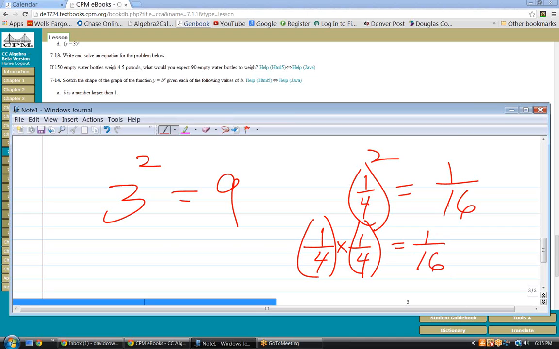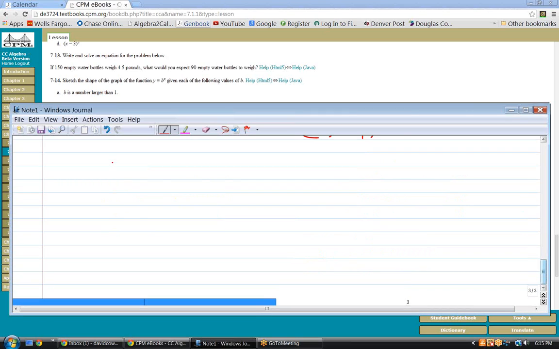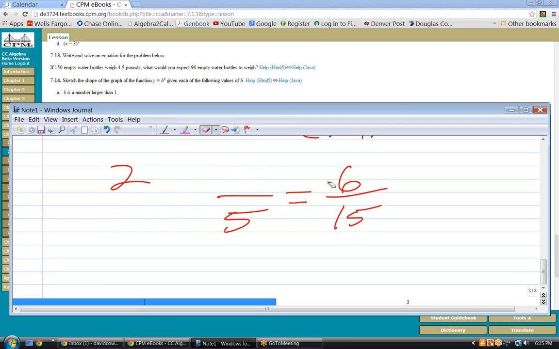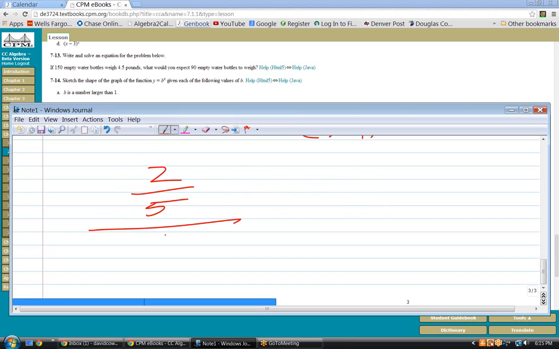Okay. All right. Let's talk about multiplying fractions and dividing fractions. What is this equal to? 6/8. 6/15. Oh, I don't know why I said 6/8. Okay. We're multiplying numerators, multiplying denominators. Okay. Uh-oh. What's that equal? Don't say uh-oh.